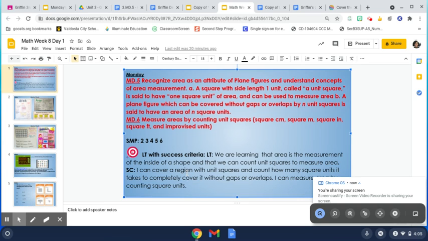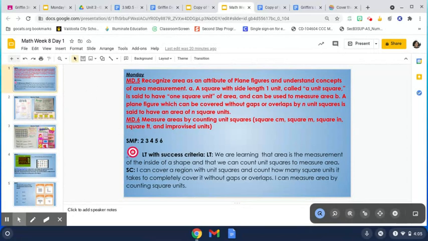Okay, today for math, we are still working on area. The standard we are covering is measurement. Element number 5, recognize area. And remember, area is what's on the inside of a shape, and you can count the square units. Recognize area as an attribute.